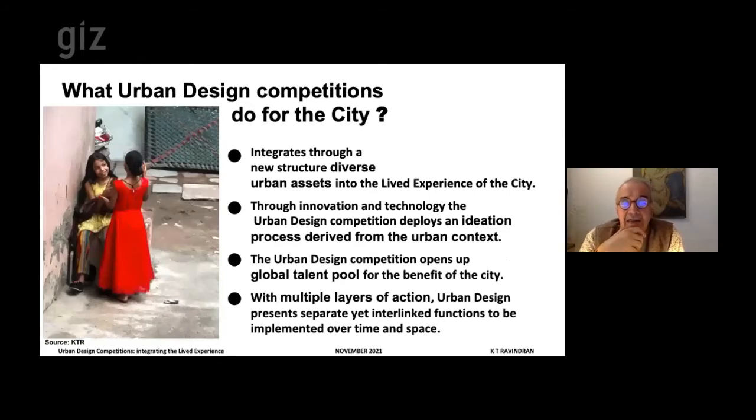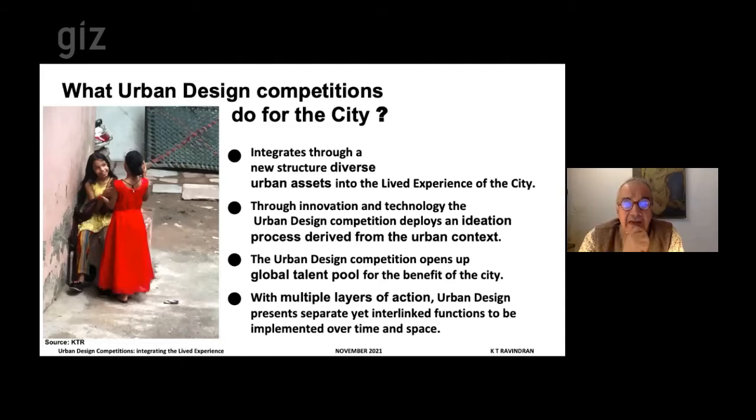Now, it also integrates, through a new structure, diverse urban assets into the lived experience of the city. That is, there is a large number of diverse assets within a site. If you take the Mullacherry Canal project, you have humongous numbers of diverse uses which are being brought together through the movement lines and by the line of the water. And then they are all integrated into a design solution that will enhance the lived experience of the city.